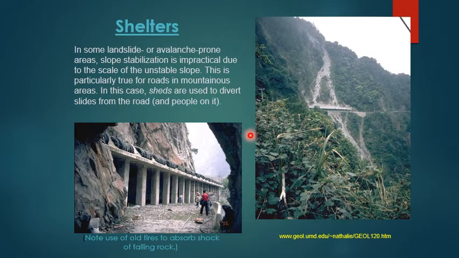There are also shelters that basically protect motorists when passing in a landslide prone area or rockfall area. In some landslide or avalanche prone areas, slope stabilization is impractical due to the scale of unstable slopes. This is particularly true for roads in the mountainous areas. In this case, shelters or sheds are used to divert landslides from the road and people on it.